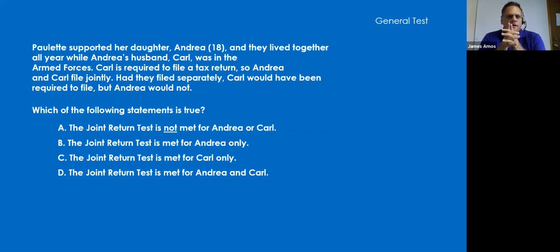What do you think? Now, I want to help you a little bit with this. This is testing that general test, the joint return test. Remember the general dependency test? Dogs jump creeks. The J in that is the joint return test. That's what it's testing. So go ahead and read that. I'm going to stop talking for a minute, read that, and then tell me what you think the answer is.